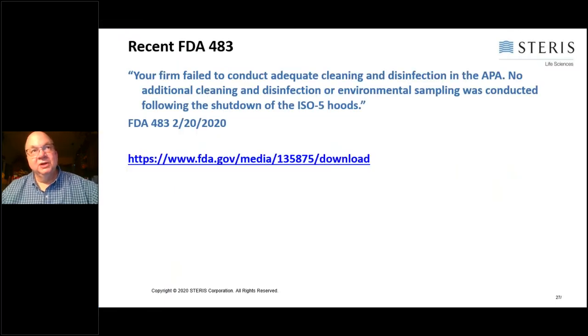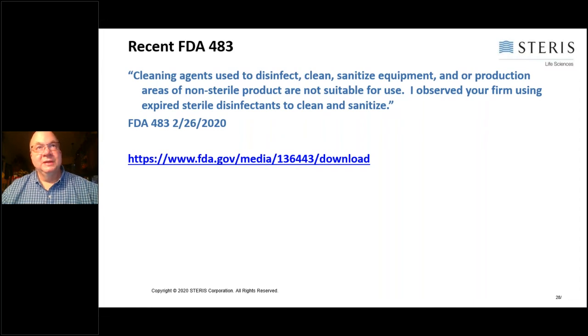This is a good example where the aseptic area being cleaned and disinfected was not done properly and the BSC hood was not disinfected. So they will issue a 483 on that. This is another example where the cleaning agents used in the clean room are actually being used in the sterile area, which would be grade A/B or ISO 5, and they're not sterile. If you're using non-sterile products in the sterile area, regulators will write that up every time.